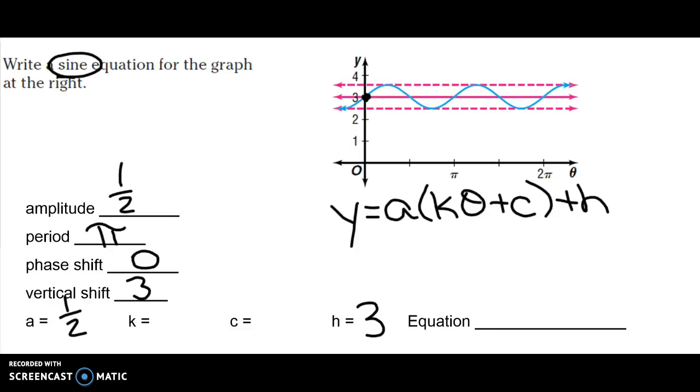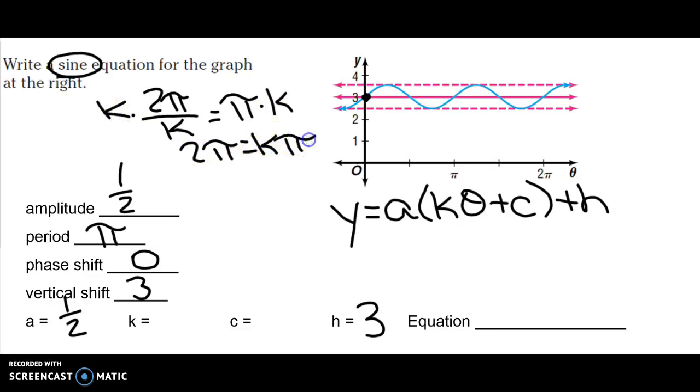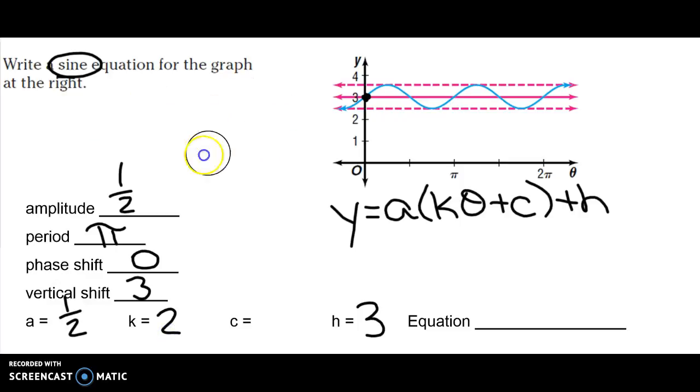We've got amplitude, we've got vertical shift, we need to find period. So 2 pi over k is equal to the period, which is pi. Now we're going to just solve for k. Once we multiply both sides by k, look what happens: 2 pi is equal to k pi. So I'm going to guess, and I'm pretty sure, it's going to be 2 because it's obvious. Now let's find our phase shift. Well, our phase shift is 0. So -c over k, really, it's going to be 0, so we're not going to really have anything for that.